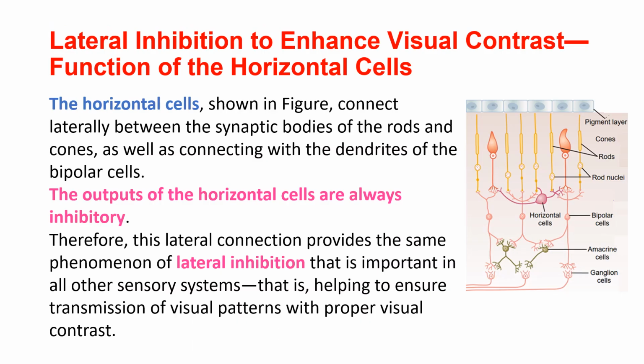Lateral inhibition to enhance visual contrast is a function of the horizontal cells. The horizontal cells, shown in the figure, connect laterally between the synaptic bodies of the rods and cones, as well as connecting with the dendrites of the bipolar cells. The outputs of the horizontal cells are always inhibitory. Therefore, this lateral connection provides the same phenomenon of lateral inhibition that is important in all other sensory systems, that is, helping to ensure transmission of visual patterns with proper visual contrast.